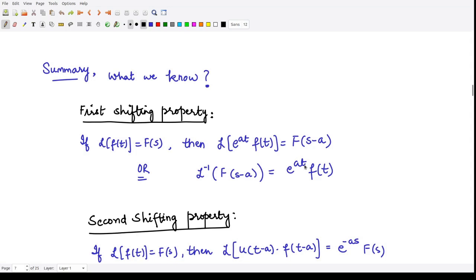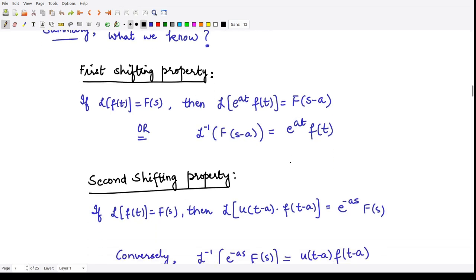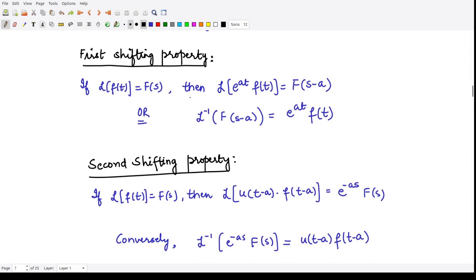So until now we have studied the first shifting property, the second shifting property, and many more properties of the Laplace transform. The first shifting property says that whenever the Laplace transform of f of t is given to be capital F of s, then the Laplace transform of the function multiplied by e to the power at is equal to capital F of s minus a. So whenever you multiply by e to the power at, you just change s to s minus a. This is what this property says.